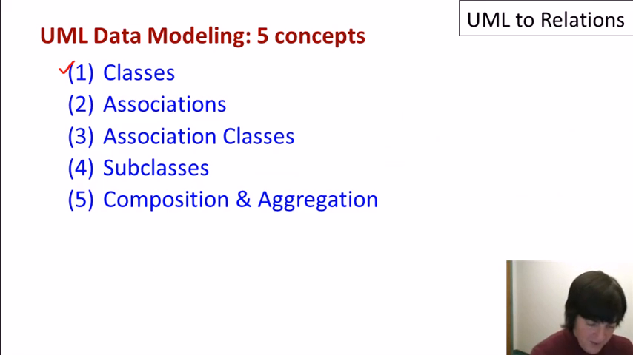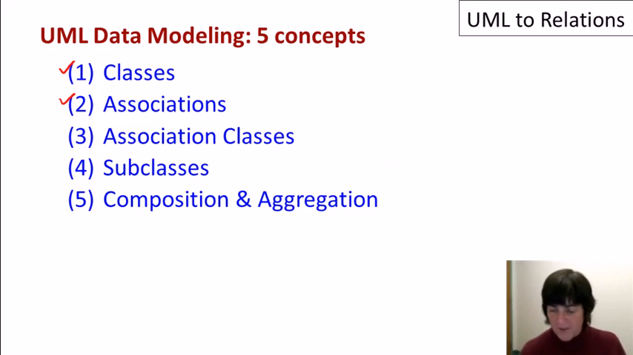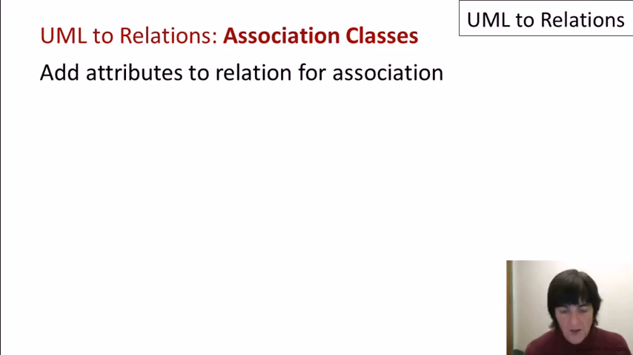Okay, we've finished with classes and with associations. Now let's talk about association classes. Association classes are pretty straightforward. We're not going to generate new relations for them. We're just going to add attributes to relations that we're generating anyway. So let me use our usual example with the students in colleges, and we'll add some information to their application.